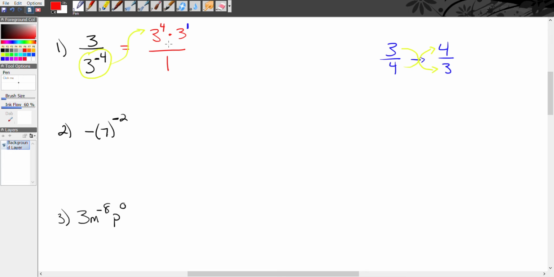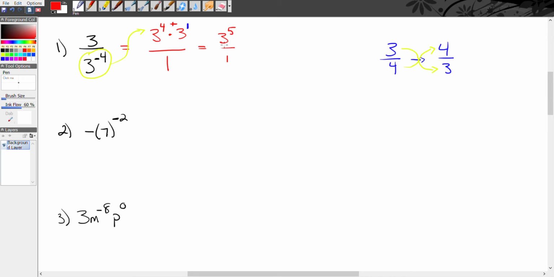because when we multiply powers that have the same base, you add the exponents. So basically I'm doing 4 plus 1 here, because 3 to the 4th times 3 to the 1st. I add these two exponents. 4 plus 1 is 5. So my answer is, or I have this simplified to 3 to the 5th power over 1.